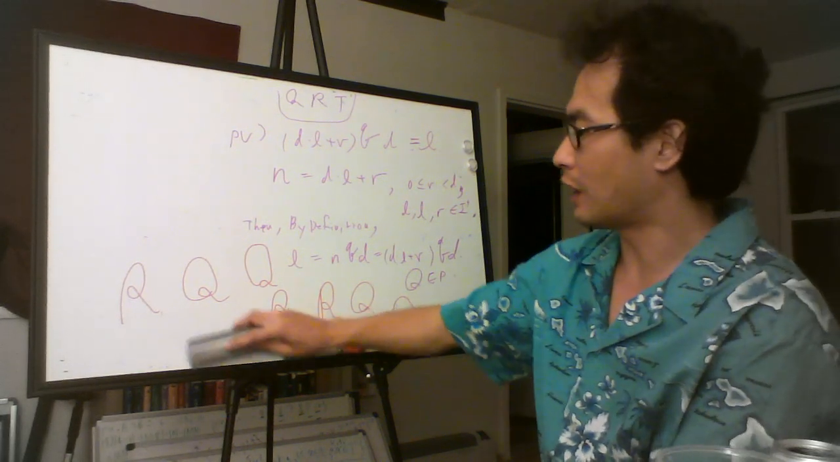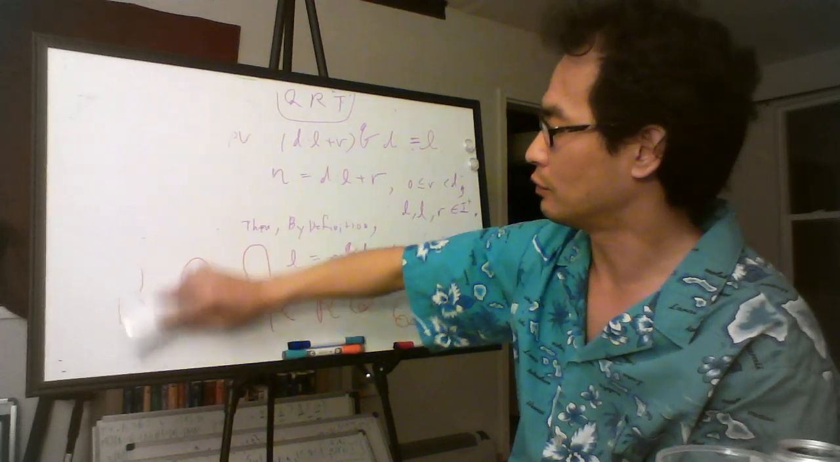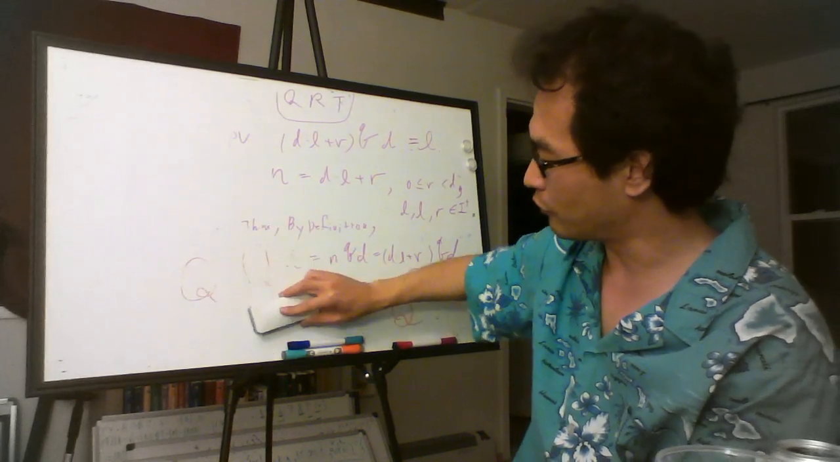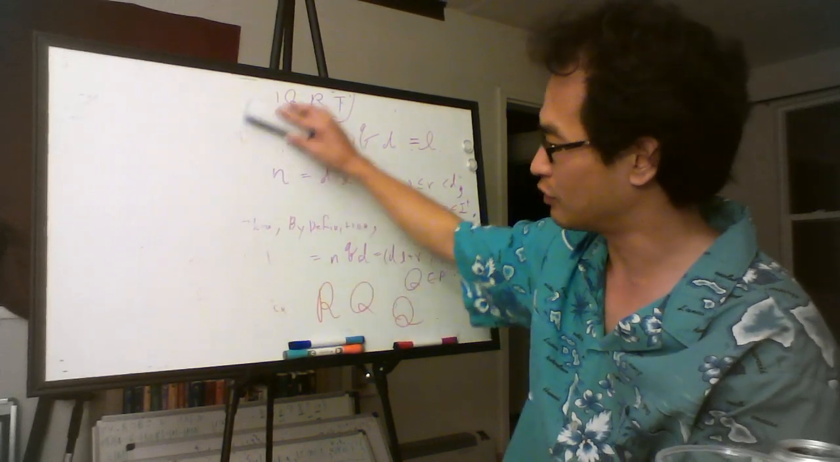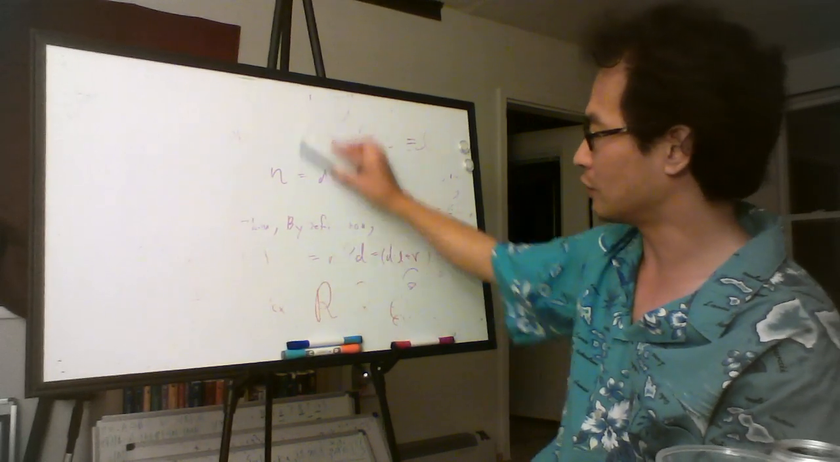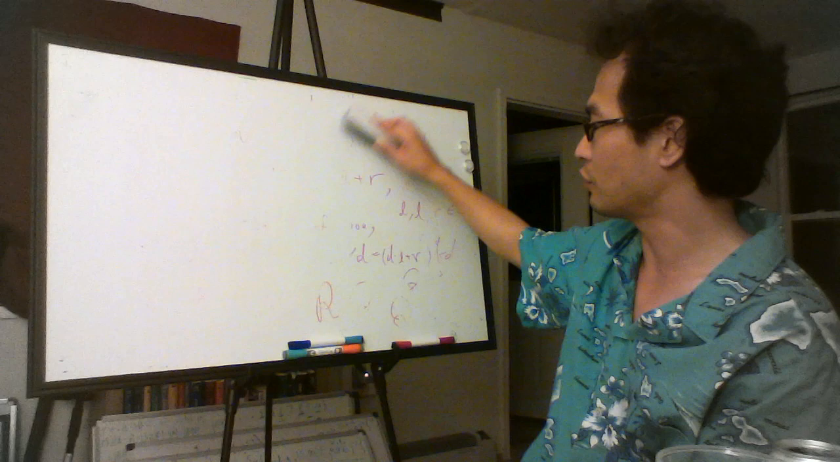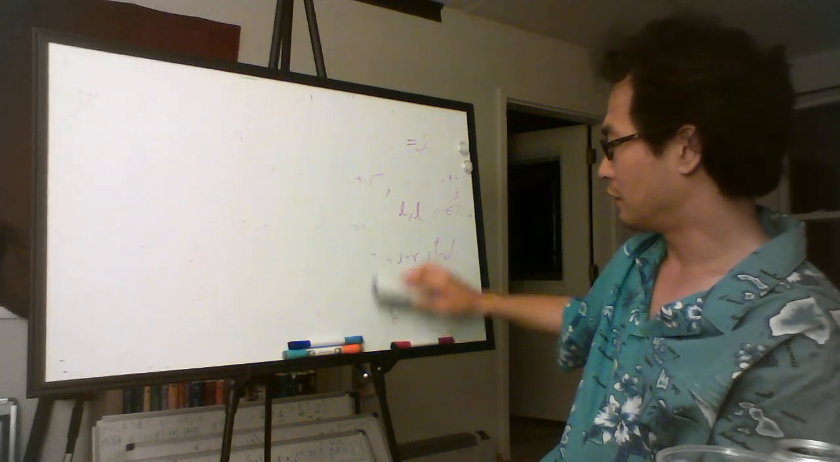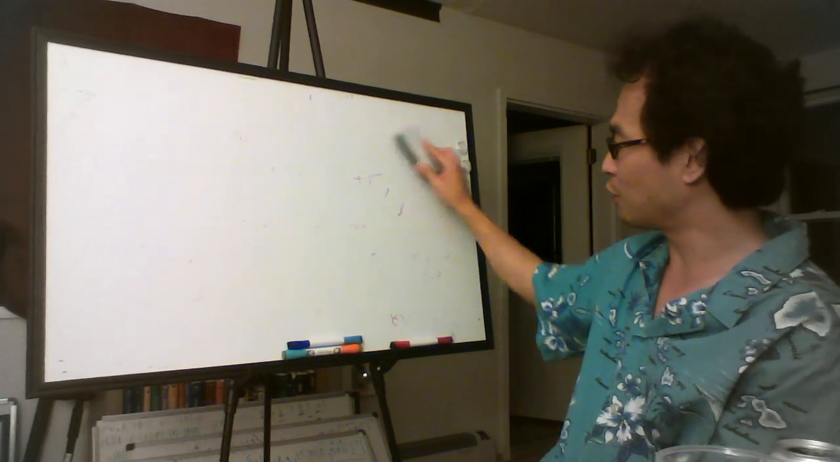Okay, I wrote this down so I can erase it, right? So let's go ahead with this proof by contradiction, this quotient theorem. That's what we're trying to do. Quotient theorem, okay.